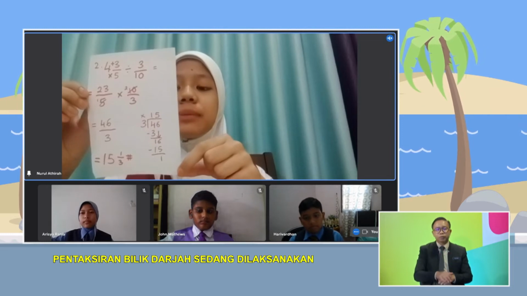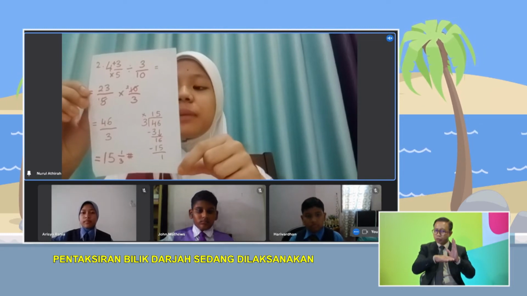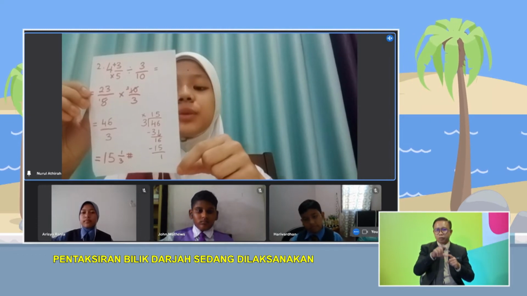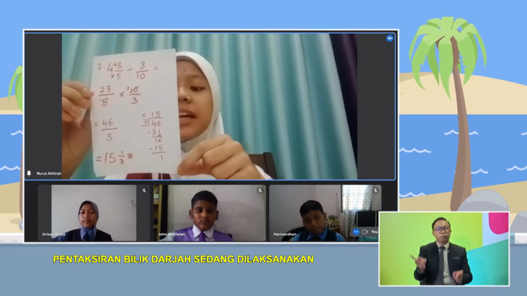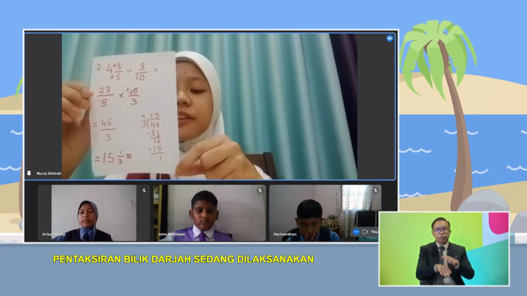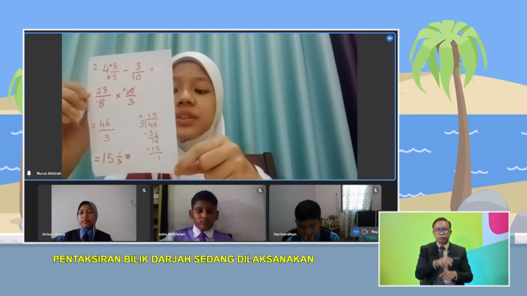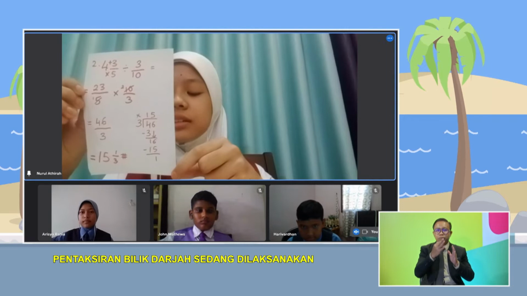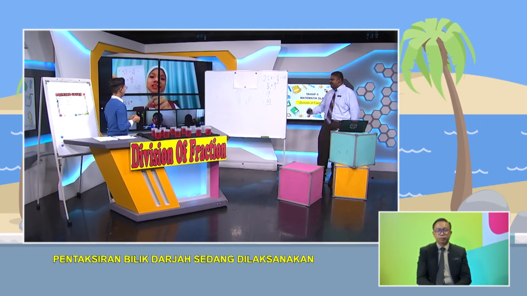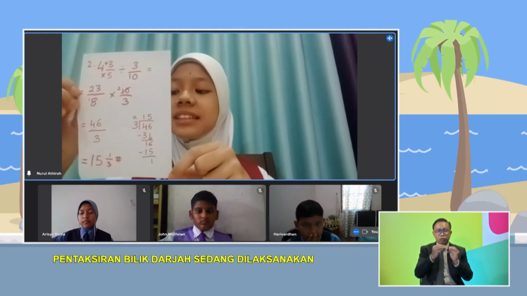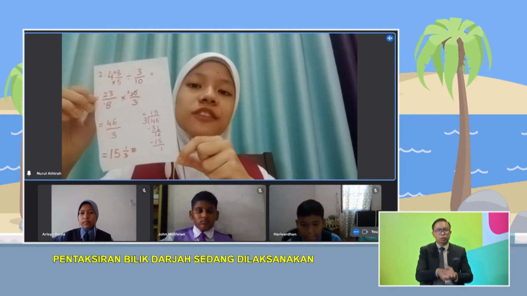Here we can simplify it. Divide by 5 equal to 1 and 10 divided by 5 is 2. Multiply up and up, down and down. So we get 46 over 3. We need to change it to improper fraction. No, that is an improper fraction. You need to change to mixed number. We need to change it to mixed number and the answer is 15 1 over 3.